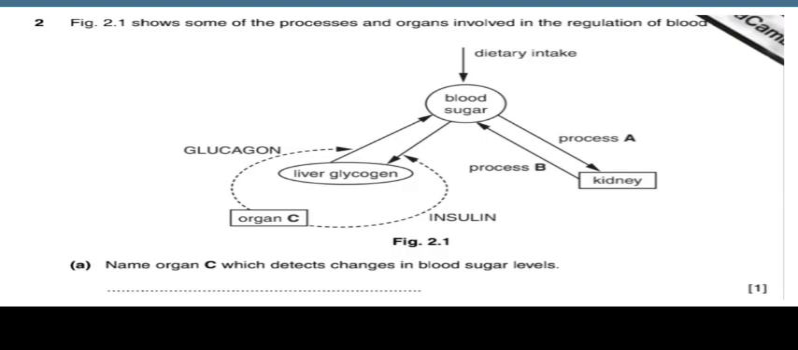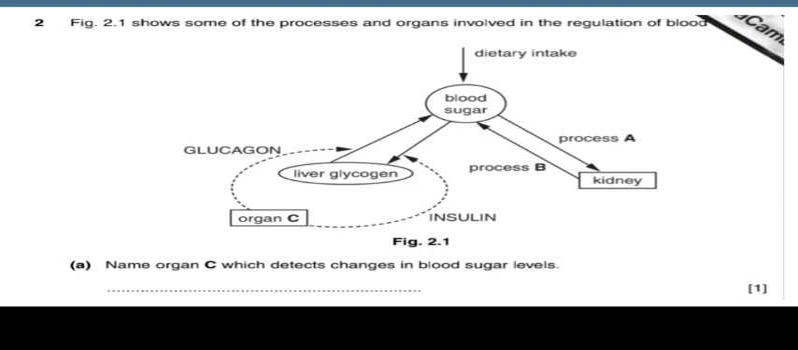Okay, let me just pause a bit here. According to this question, they are asking us to give them the organ which is able to detect the changes in the blood sugar. When you talk of blood sugar, you talk of the level of glucose in the blood. Is the glucose high or low?